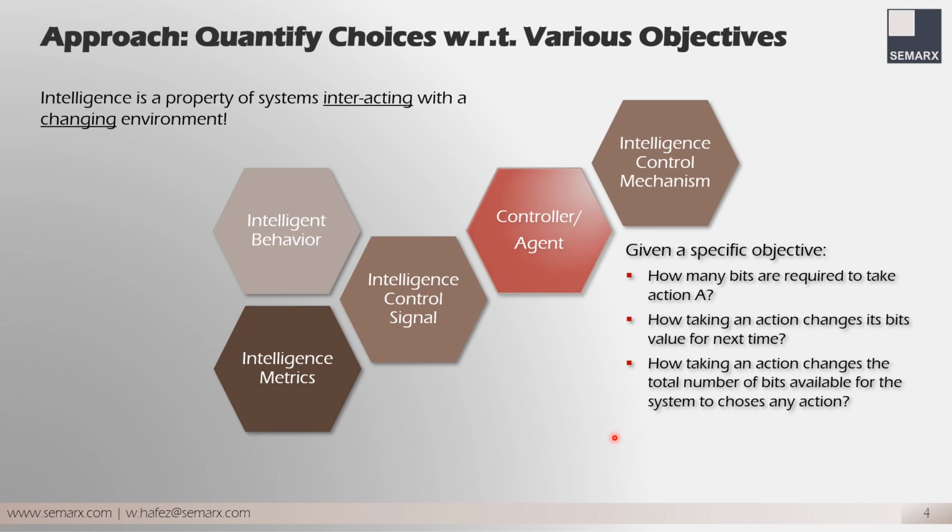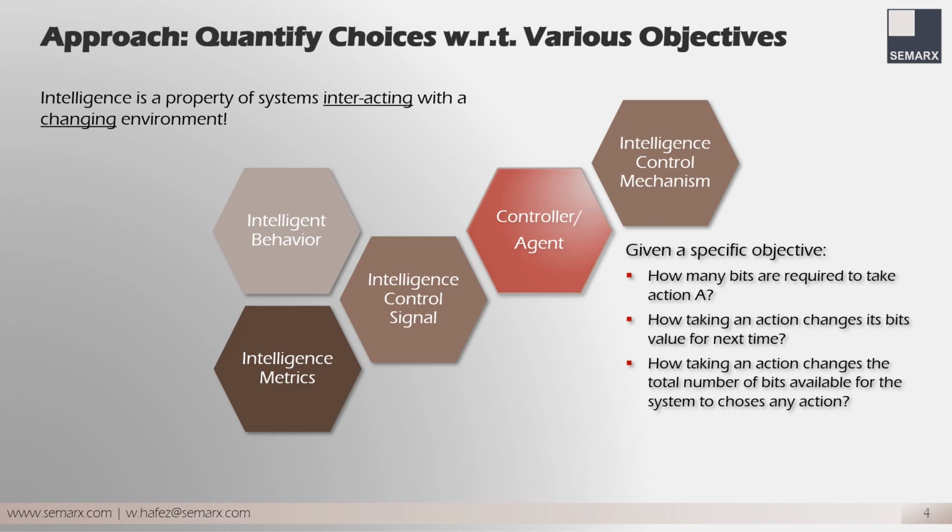So there are three aspects to that. How many bits are required to take an action, and then how taking an action will change the overall bit value for that action in the future, and then how that choice for a certain action will change the entire balance, the entire information of the system.